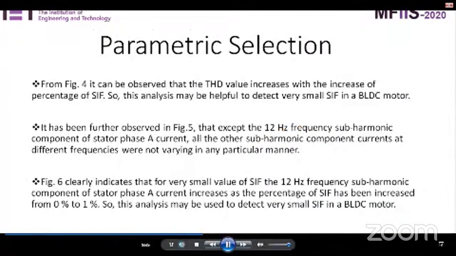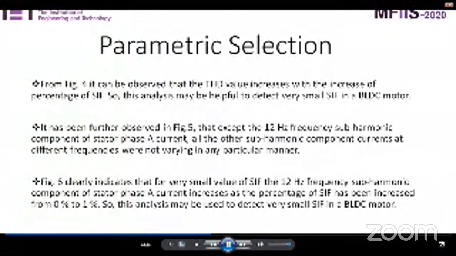Parametric selection. From figure 4, it can be observed that when the percentage of stator interturn fault has been varied from 0% to 1%, the TSD value also increases with the increase of percentage stator interturn fault. So this analysis may be helpful to detect very small stator interturn fault in a BLDC motor.